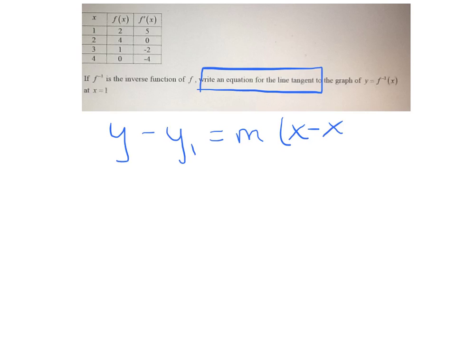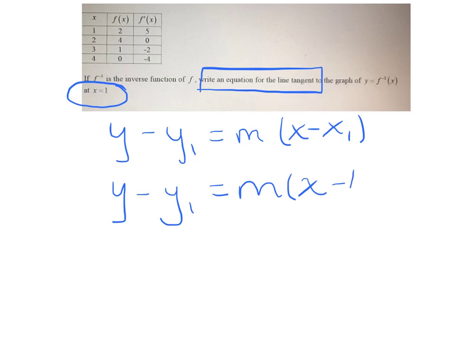Alright, well we've made it to the last question for the night. So, if f inverse is the inverse of f, write the equation for a tangent line to the graph of y equals f inverse at x equals 1. So let's just break it down. The first thing I see is write the equation of a tangent line. So I'm starting off with y minus y1 equals m times x minus x1. And the one value that they do tell me right off the bat is that x equals 1. So y minus y1 equals m times x minus 1.